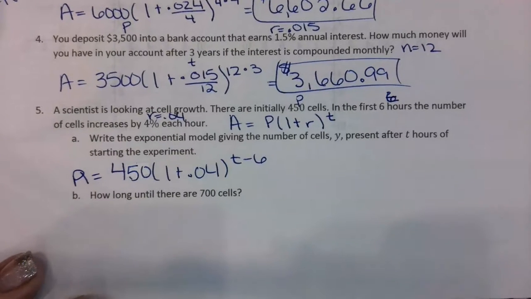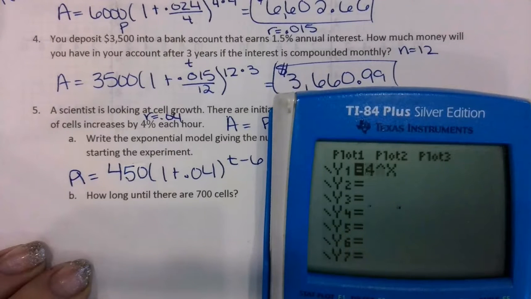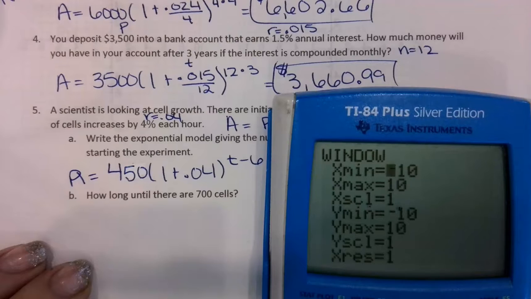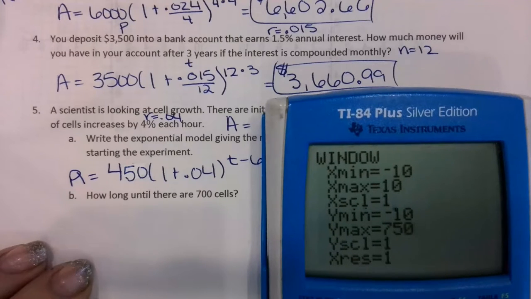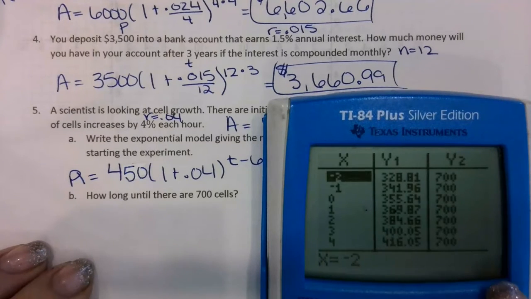Part B wants me to figure out how long until there are 700 cells. I want to go and plug this in. I'm going to plug in my first equation, the 450, times 1 plus 0.04 to the, mine needs to be in parentheses, x minus 6. And then for my second line, I'm going to plug in 700. I want to go change my window because it's not going to be big enough. I know I need to go up to 700, so I'm going to make my y max 750. I don't know if 10 is going to be enough to see how long it takes. And then my scale is going to be 10. I'll change this to 100.